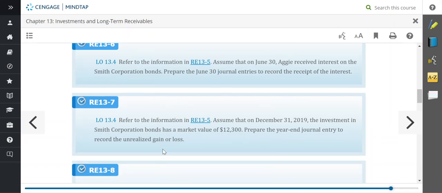In review exercise 13-7, it says, referring to the information above, assume that on December 31st, the investment in the Smith Corporation bonds has a market value of $12,300, and they want us to prepare the year-end journal entry to record what we call an unrealized gain or loss.